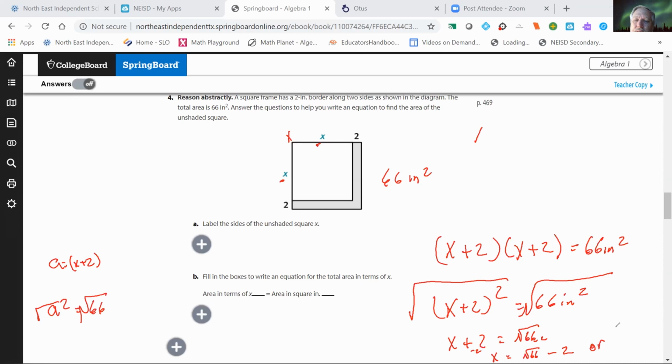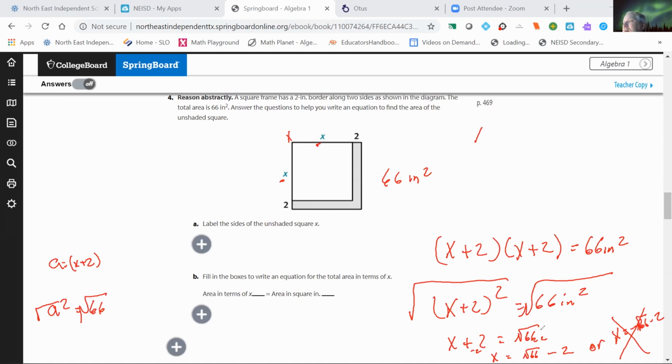Or it could be x is equal to negative square root of 66 minus 2. Well, obviously a negative minus a negative more is going to be a negative value, so that one would not make sense. But it is one of the solutions. So we have our square root of 66 minus 2 and our negative square root of 66 minus 2. But the only positive answer is going to be this.